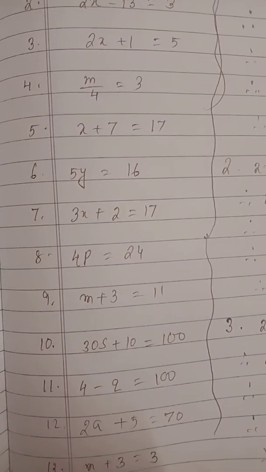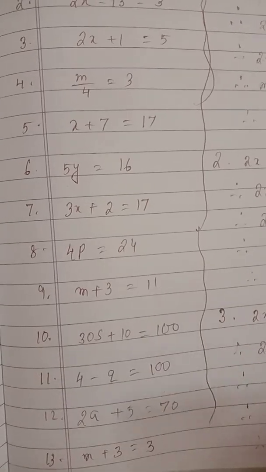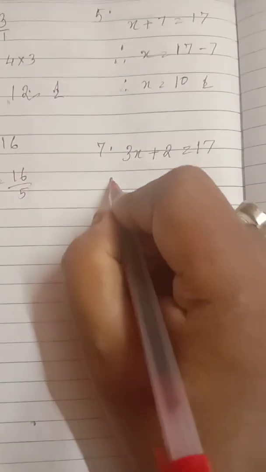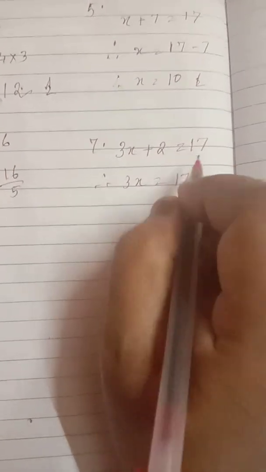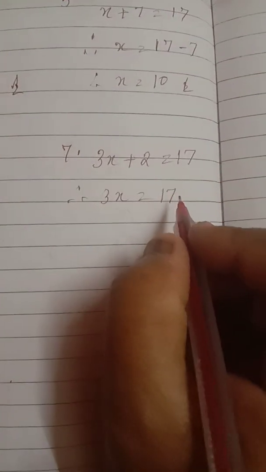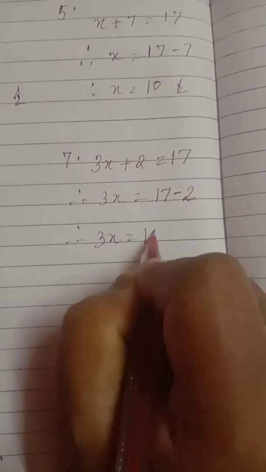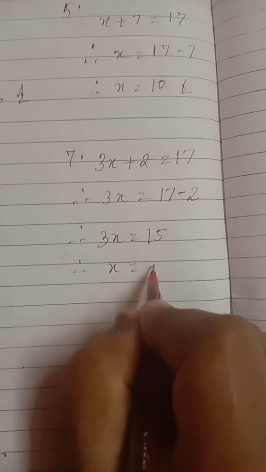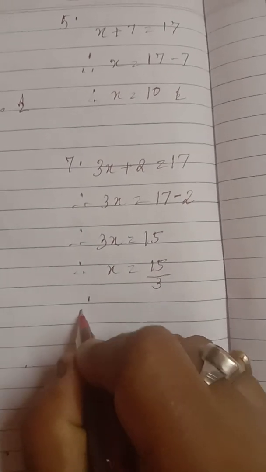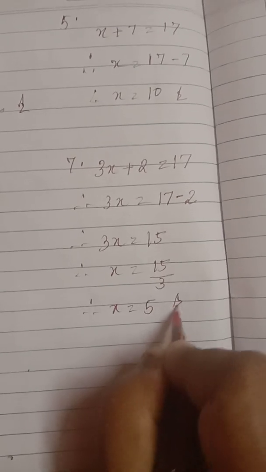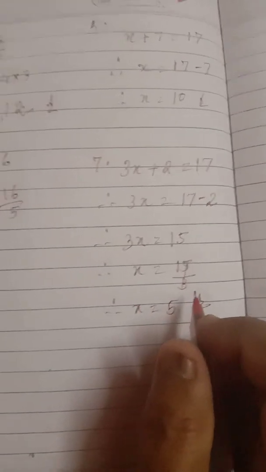Number 7. 3x plus 2 equal to 17. Now 3x equal to 17 as it is. Plus 2 comes over here, that is minus 2. Then 3x equal to 15. x equal to 15 upon 3. So x equal to 5 is the answer, because 3 fives are 15.